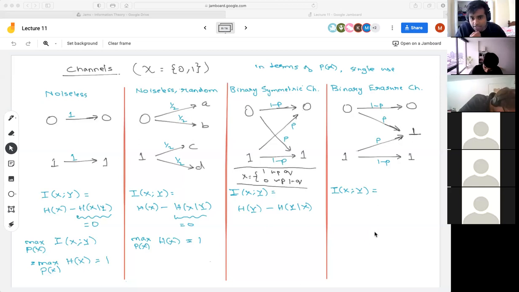That term should just be the binary entropy function evaluated at p. Right. So this term, because, yeah, you can write it in terms of the two values for x if you like. So you can say q times the entropy of y given x equals 1, plus 1 minus q times the entropy of y given x equals 0.